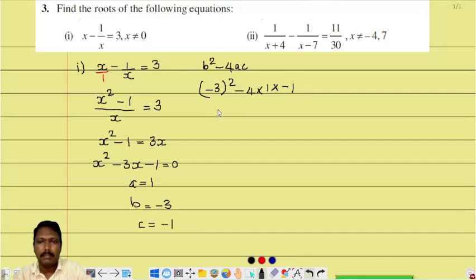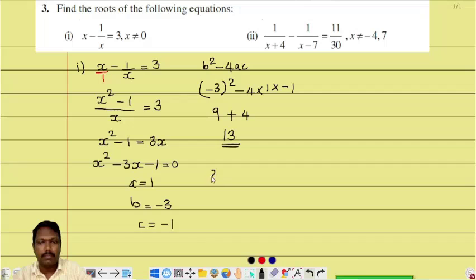So that is minus 3 squared, which will be 9, since minus into minus is plus. Here also minus into minus is there. 4 into 1 is 4, and again 4. So you will get 9 plus 4, which is equal to 13. So we got b squared minus 4ac as a positive number, so we can find the roots.